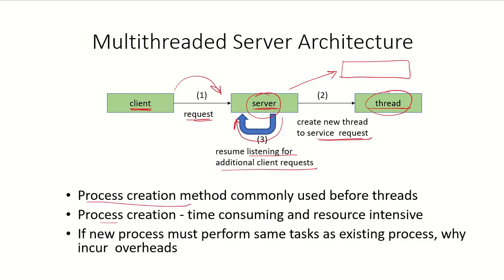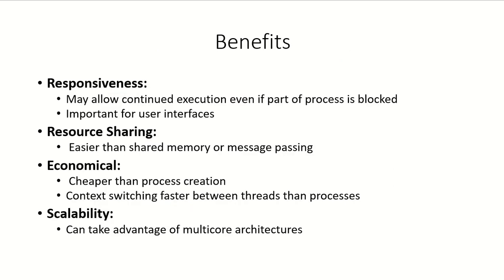But each time we create a new process, that is time consuming and resource intensive because no resources are shared when multiple processes are created, whereas threads can share resources. And if a new process that is being created will be performing the same task as an already existing process, then why should overheads be incurred? So threads are a better option for this.